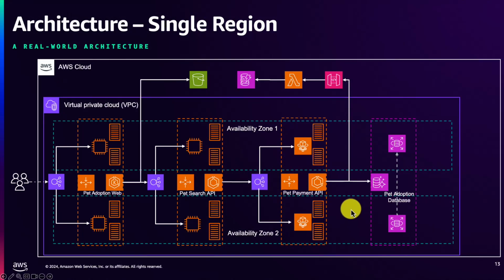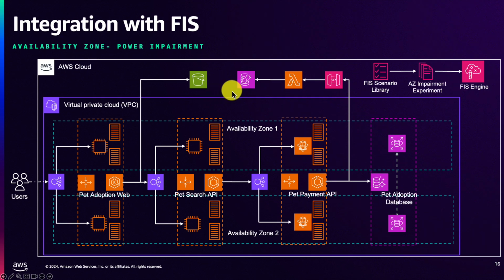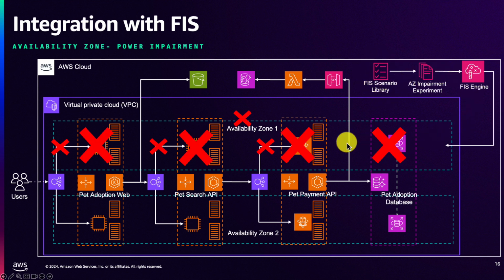Pet site user interface built on Amazon EKS with Amazon EC2 compute. Pet site search capabilities on Amazon ECS with Amazon EC2 compute. And payment processor on Amazon ECS with AWS Fargate, Amazon RDS, Amazon API Gateway, AWS Lambda, Amazon DynamoDB, Amazon S3, and so on. The AWS FIS Scenario Library makes it easy to execute a complex experiment, such as availability zone power impairment, with just a few clicks. Let's take a look at how you can do that.